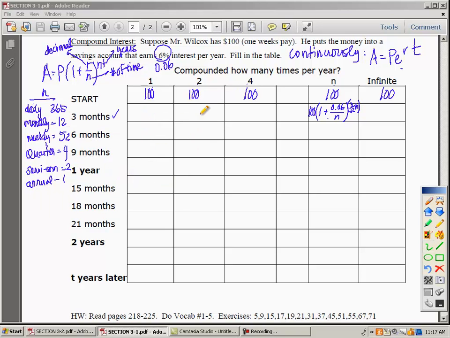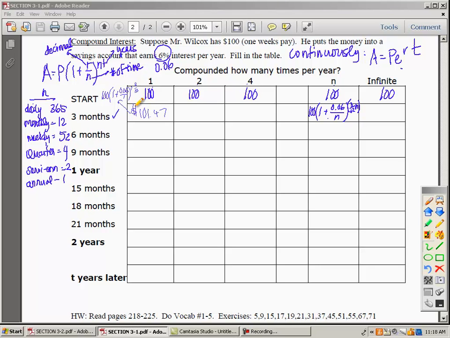So let's say we did it once. You'd have 100 times 1 plus 0.06 over 1, to the 1 times 3 over 12. And now you're looking at this going, I don't really need the 1. You're right. What you should end up getting then is $101.47.